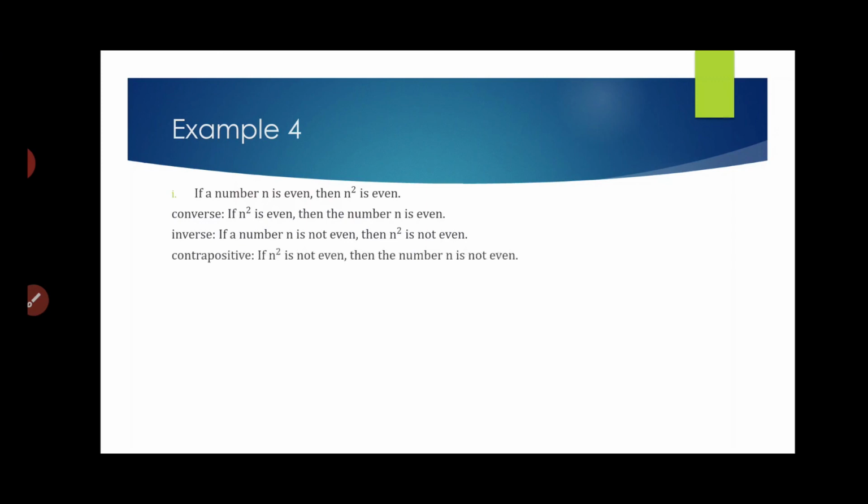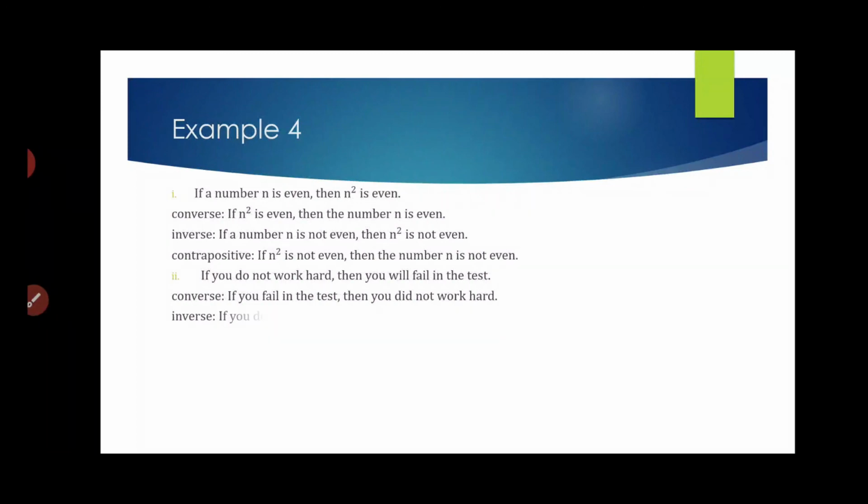Second example, if you do not work hard, then you will fail in the test. Its converse: if you fail in the test, then you did not work hard. Just reverse it. Then inverse: if you do work hard, then you will not fail the test. So whatever is the statement, both the parts, you just negate the parts and you write as it is.